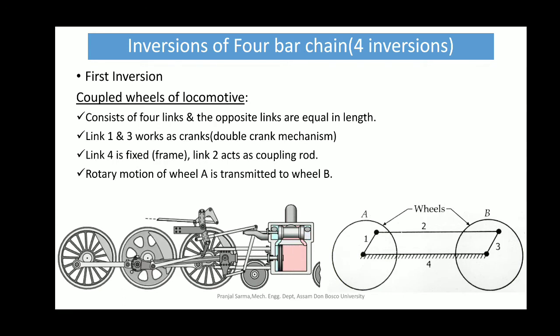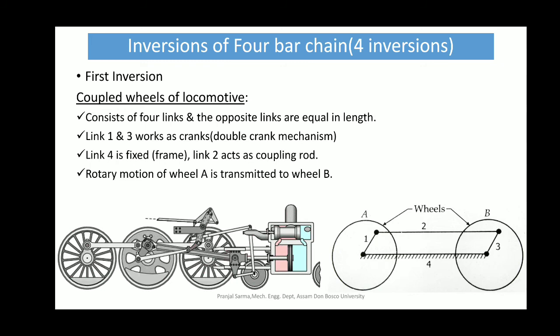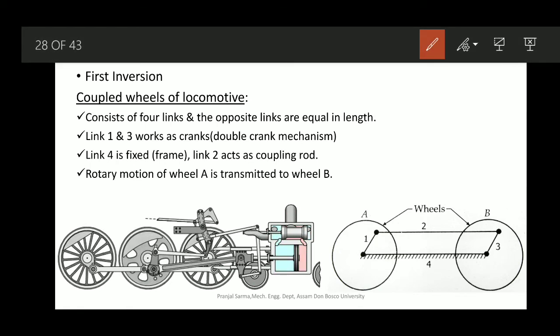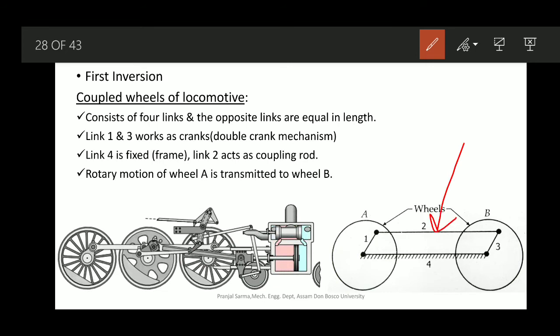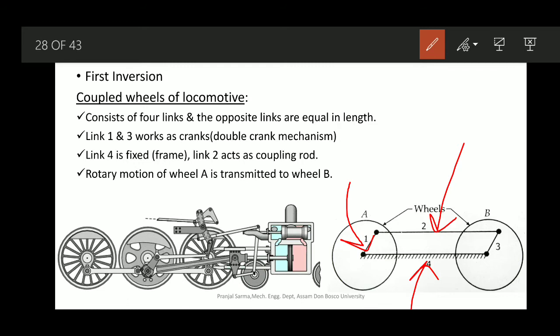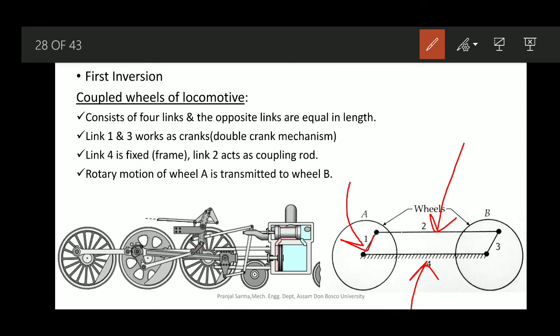The first inversion is the coupled wheel of locomotive. It consists of 4 links, and the opposite links are equivalent in length. So you can see this link and this link. As in the forward chain, we already know there are 4 links. In this first inversion, the opposite links are equal in length.